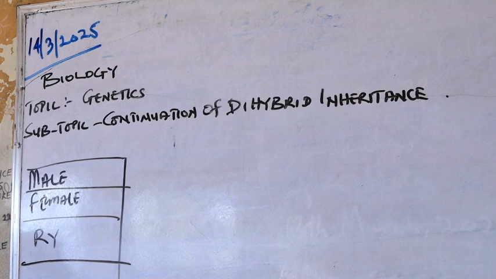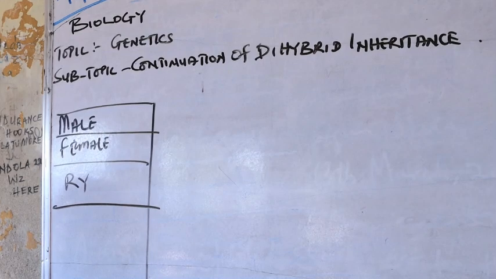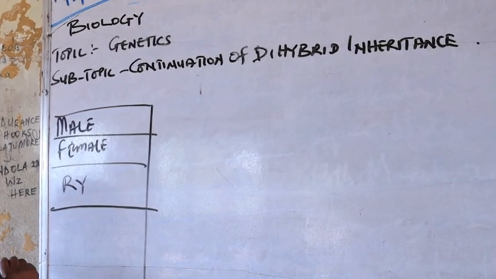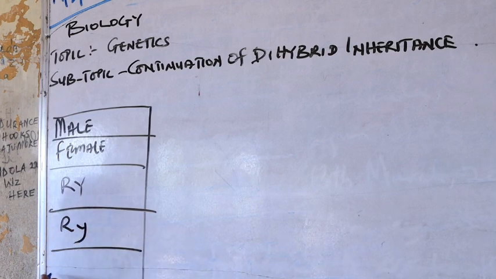Font first: capital letter R and small letter y. Capital letter R and small letter y. Second one: small r, small r, capital letter Y. Small r.